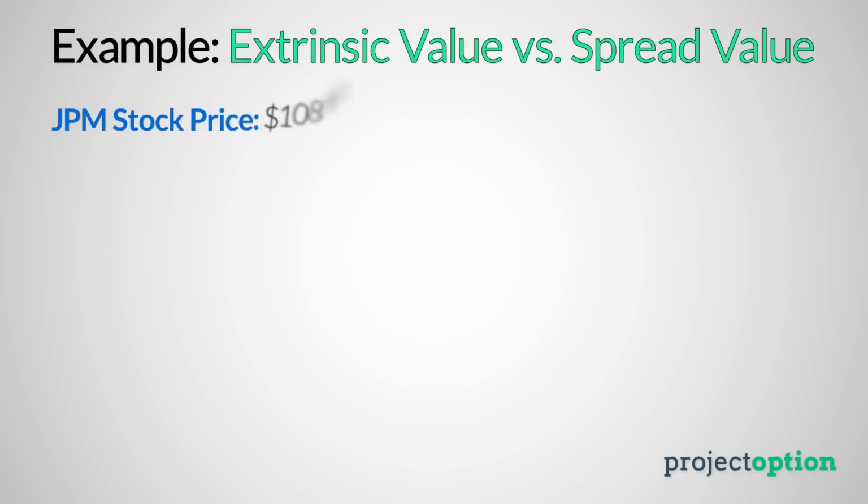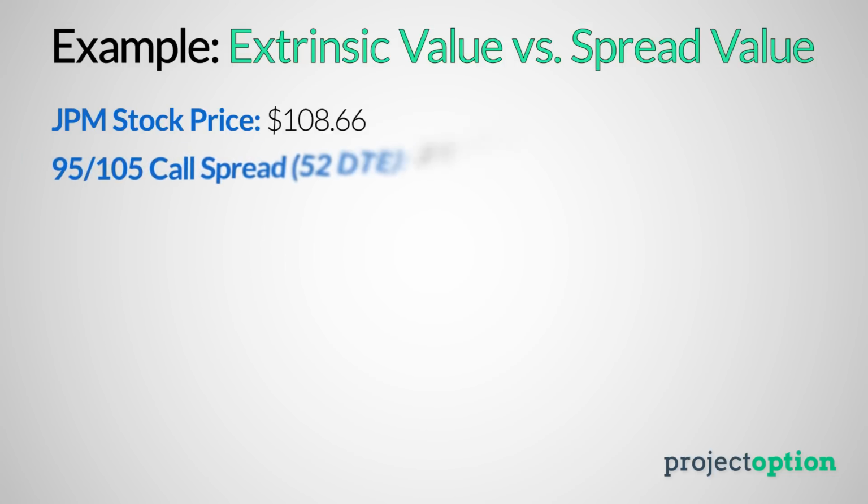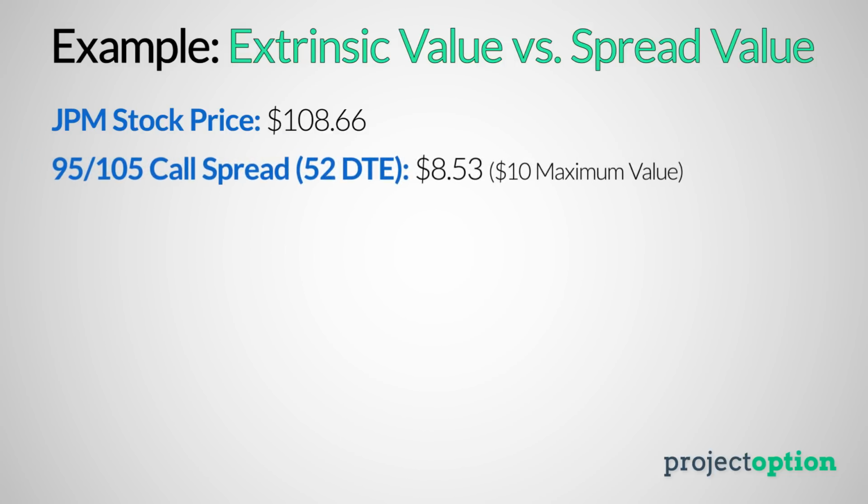In this example, I looked at a call spread on JP Morgan that was completely in the money at the time of recording the stock price and the options that comprise the call spread. With JP Morgan at $108.66, I looked at the 95-105 call spread with 52 days until expiration. That call spread was trading for $8.53 despite being fully in the money at the time of recording the spread's price.